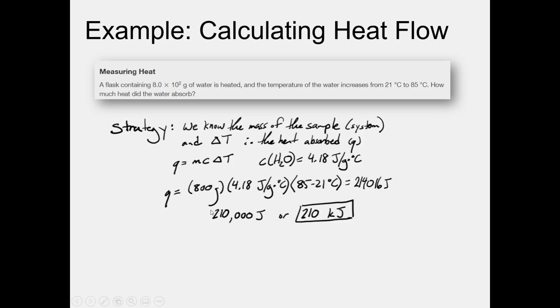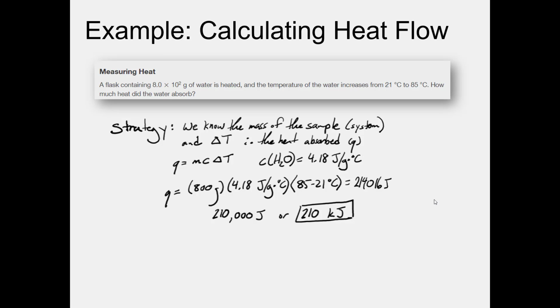Our final amount of heat absorbed by the water should be expressed as a positive because the heat was going into the water, 210,000 joules or 210 kilojoules. And so that's the basic use of the calorimetry equation. Whenever we're dealing with a situation where we have a sample of a known mass that's absorbing a specific amount of heat or undergoes a temperature change from here to here, that's your signal that you should use the calorimetry equation, Q equals mc delta T, to solve the problem.